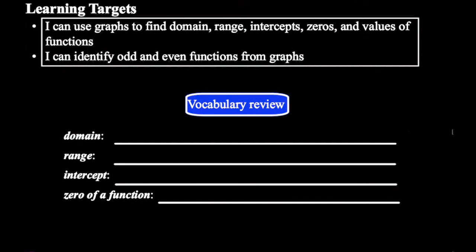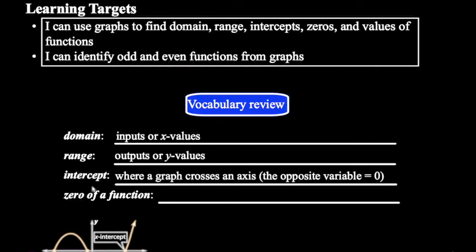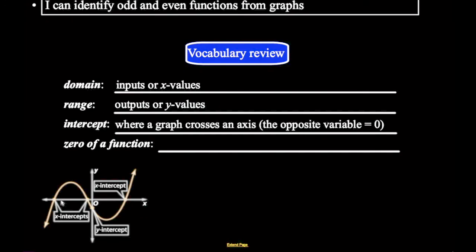To begin, let's start with a review of some common vocabulary on functions. The domain are the x values of a function or the inputs. The range then are the outputs or y values. An intercept is where a graph crosses either an x or a y axis. And remember, when we find an intercept, the opposite variable is equal to 0.